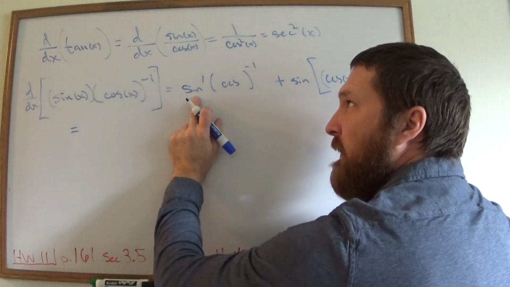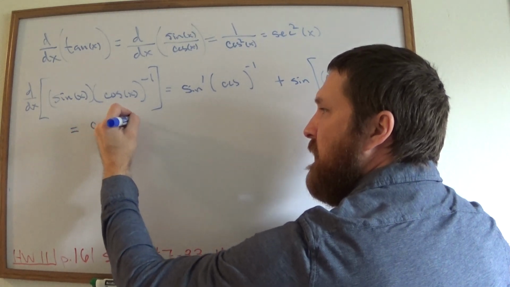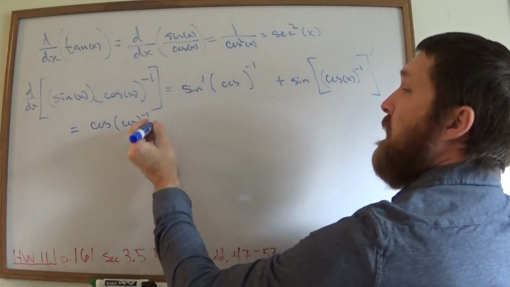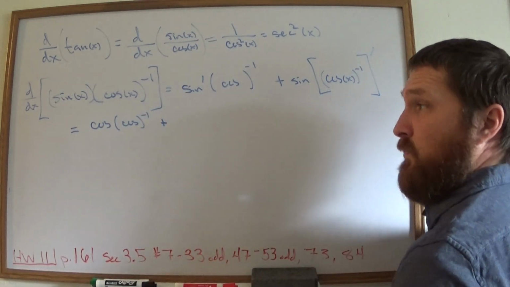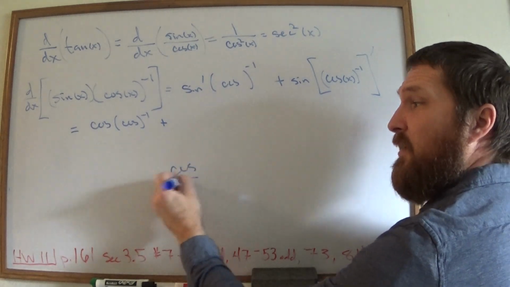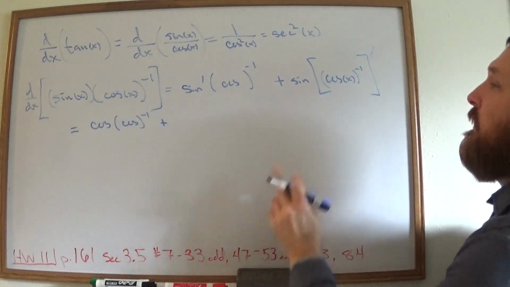What's the derivative of sine? Cosine. Okay, so that's cosine times cosine to the negative 1. Oh, that's going to be nice. That's just 1, right? Because that's cosine times 1 over cosine. Yeah, okay.